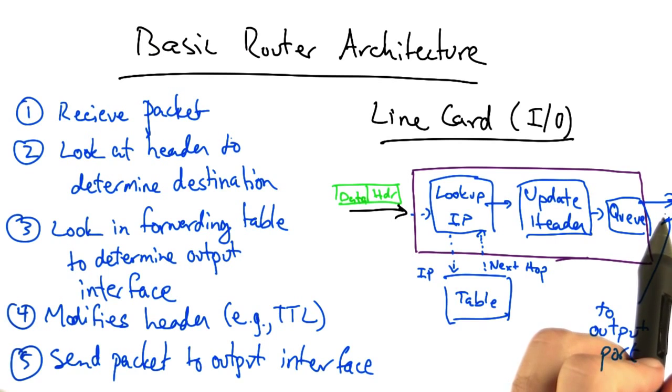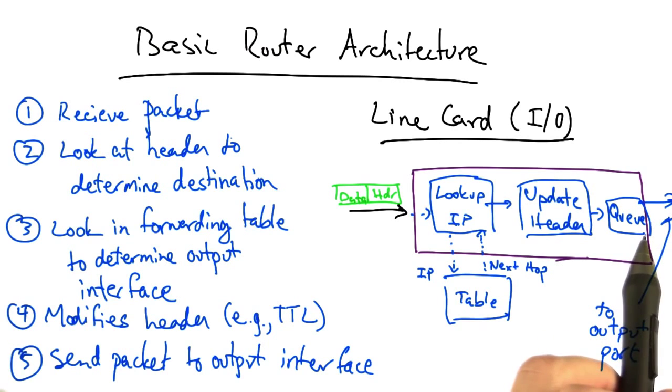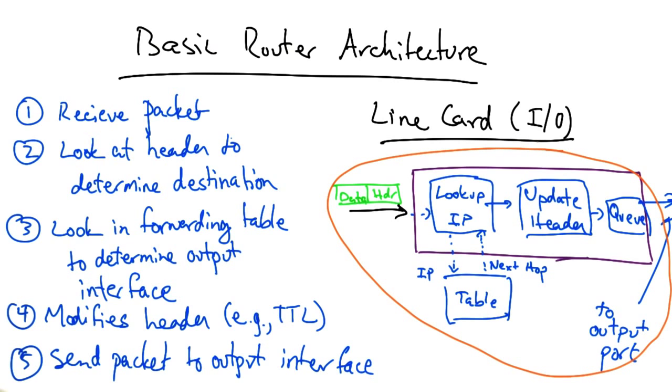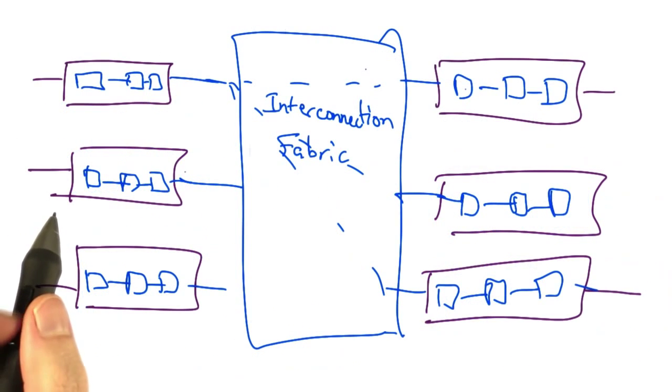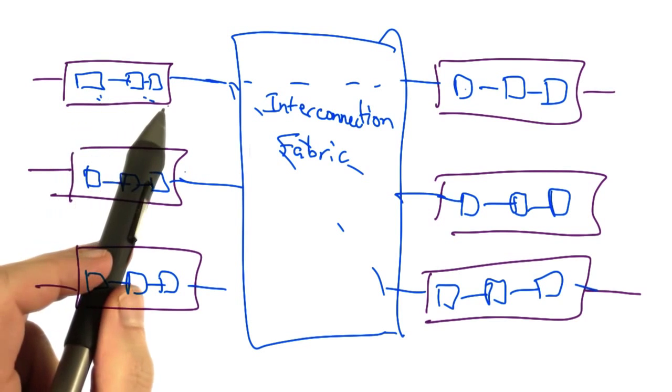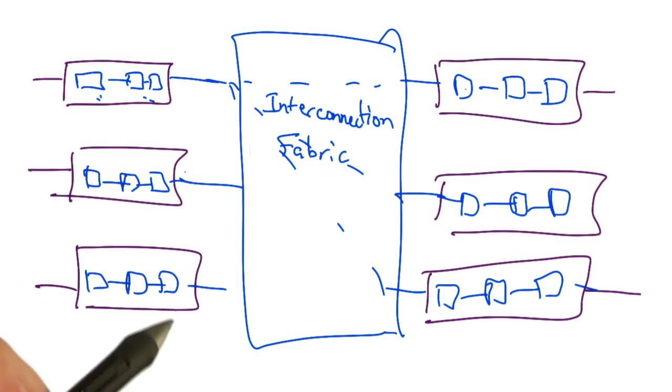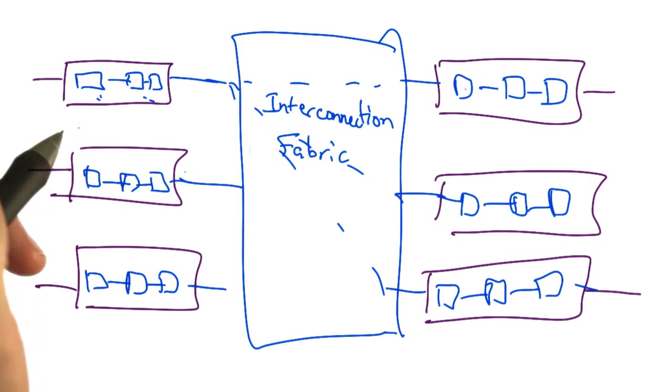Now this drawing shows just a single line card, but in fact, when the packet is sent to the output interface, it must traverse the router's interconnection fabric to be sent to the appropriate output port. So in fact, we can zoom out from that depiction of a single line card, and what we have is a bunch of line cards that are all connected via an interconnection fabric.